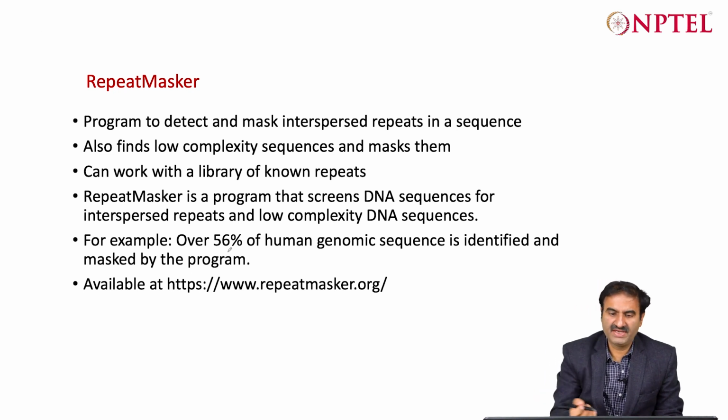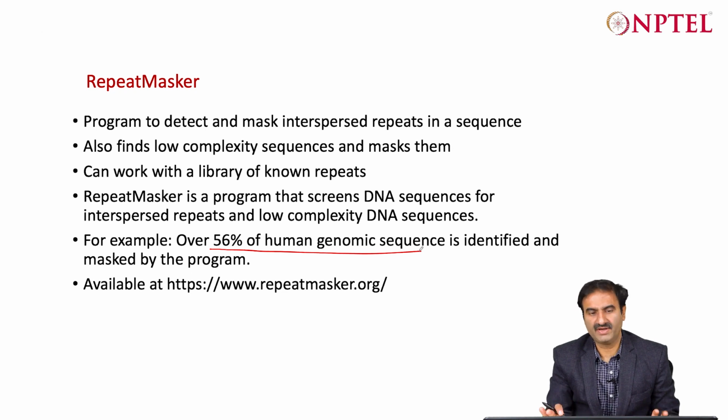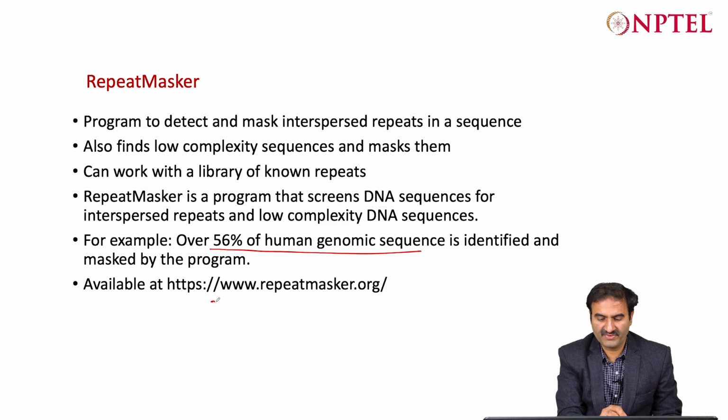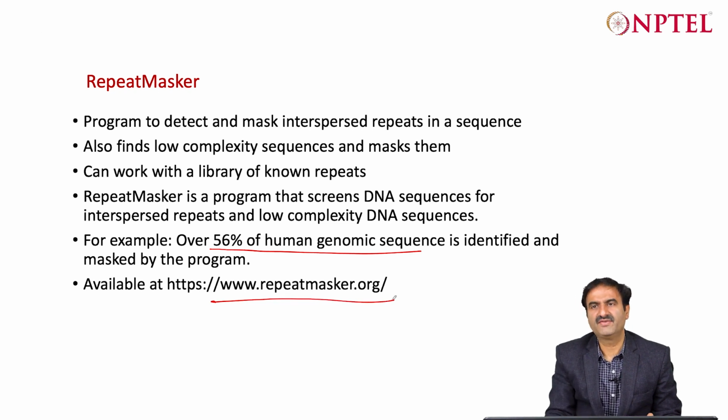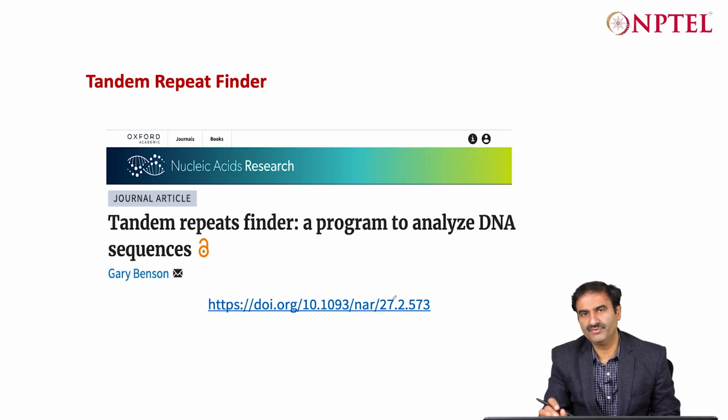Okay, for example, in the case of human, almost 56% of the genome was found to be repetitive, and it was done by RepeatMasker. This program is available at repeatmasker.org. It's a very old program, I think more than 20 years old, and it's one of the gold standard and important programs that you should use.